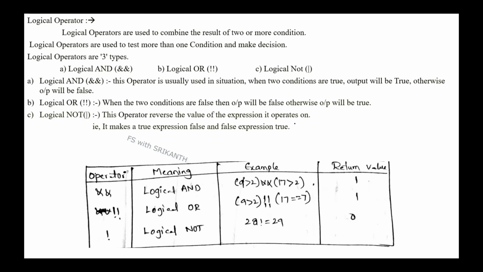Next one, logical operators. Logical operators perform logical operations. Just observe, what is a logical operation? It performs at the zeros and ones level. Just observe, first of all, the logical operators are three types: logical AND, logical OR, logical NOT. AND, OR, NOT, totally.